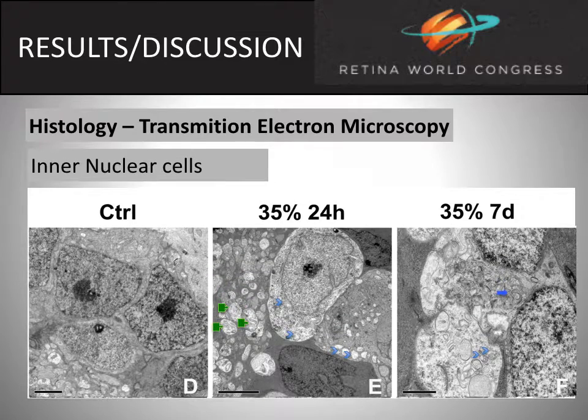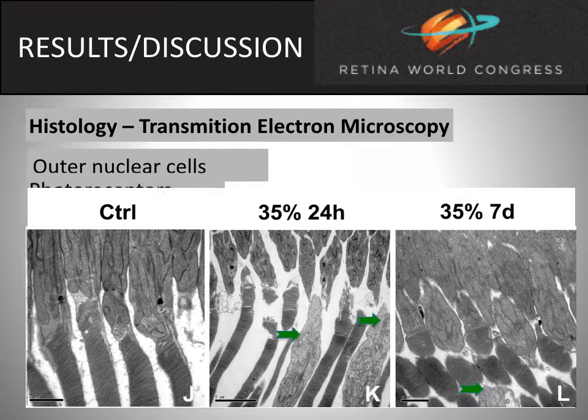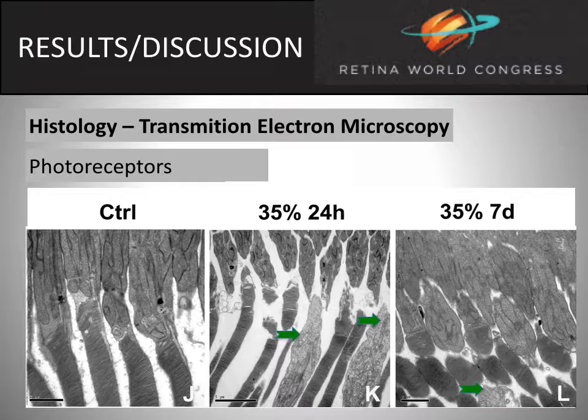In the inner nuclear layer, at 24 hours, we observed damage to the nerve bundles. At 24 hours and 7 days, damage to the mitochondria. At 7 days, we also observed multilamellar bodies to a smaller extent. No abnormalities were seen in the outer nuclear layer. At the inner and outer photoreceptor segments, we did not observe major abnormalities, but mitochondrial crista disarrangement was seen in the inner segment at 24 hours and at 7 days, but to a smaller extent.